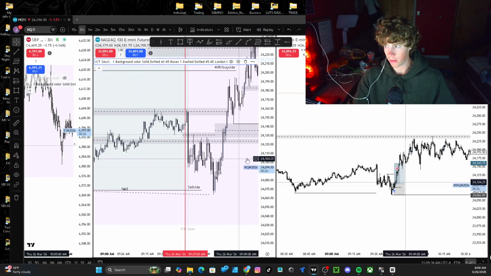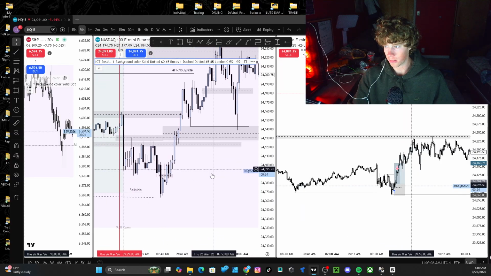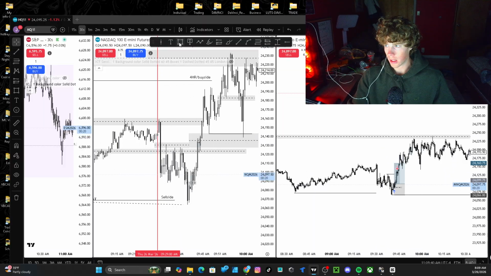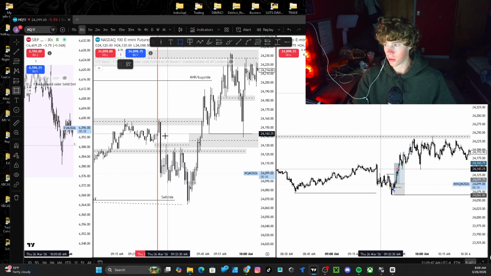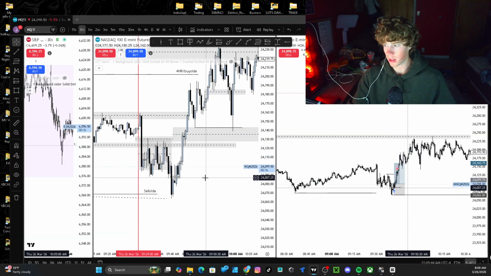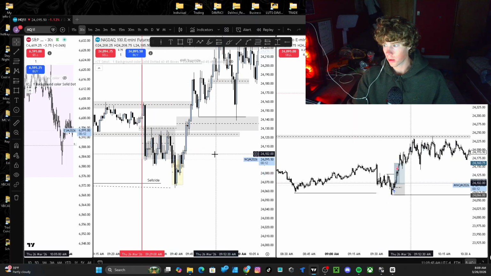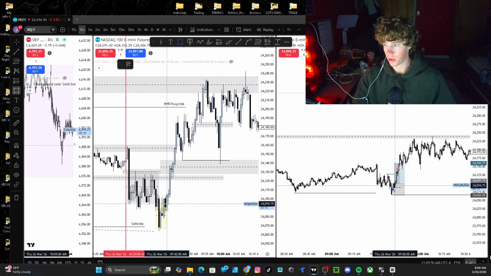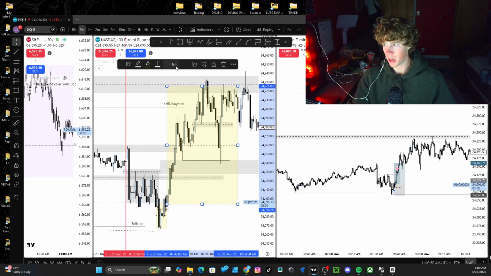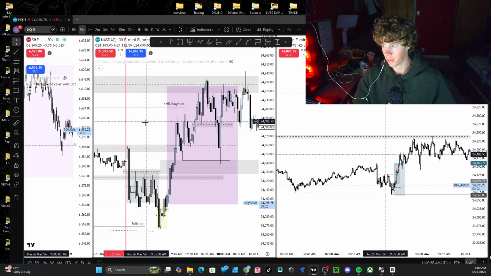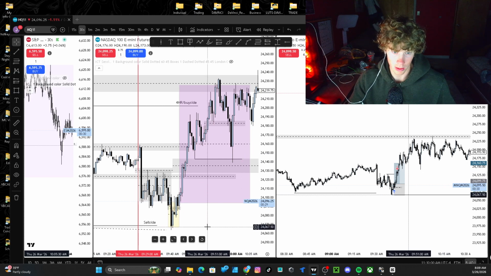What do we have here? We have a miniature AMD model. AMD accumulation after this drop off at market open, and then we have our manipulation here. And then we have our distribution, which was my trade, towards where we have 4-hour buy side, we have London high, we have the 4-hour and 30-minute unmitigated imbalances. So that is our AMD model right there.